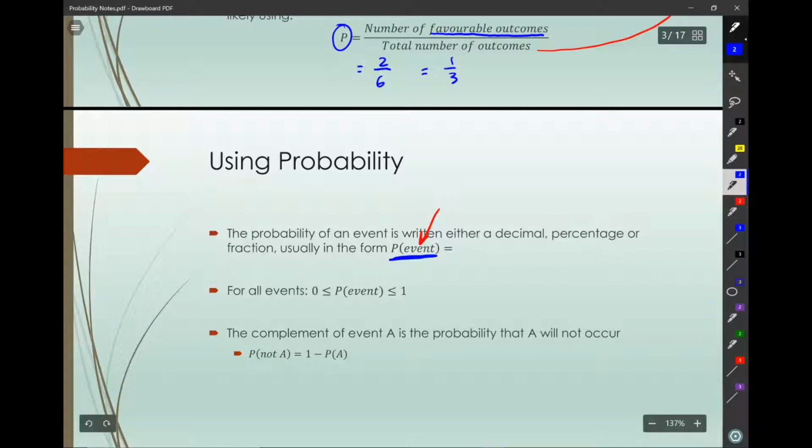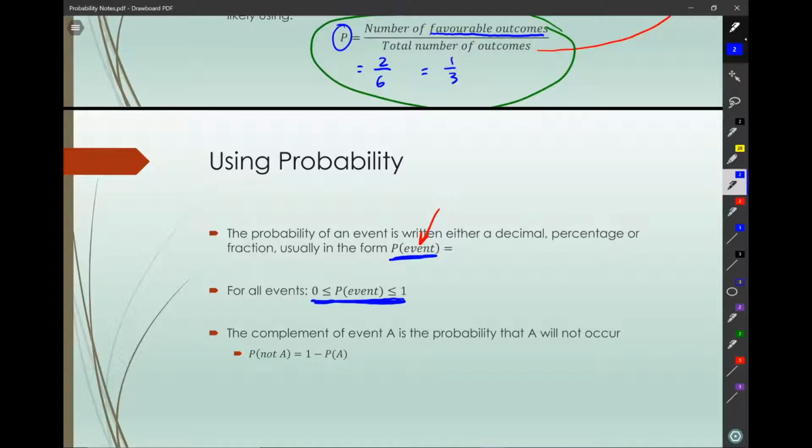Now, something that you might notice about the way our formula works up here is that the number of favourable outcomes on top of the fraction will never be more than the total number of outcomes. That wouldn't make sense. At most, that number on top of the fraction will be the same as the total number of outcomes. So when we're calculating a probability, it can never be bigger than 1. It will always be between 0 and 1, the probability of any event occurring.